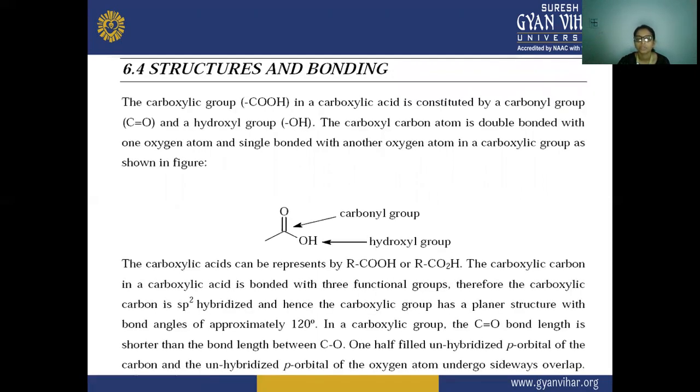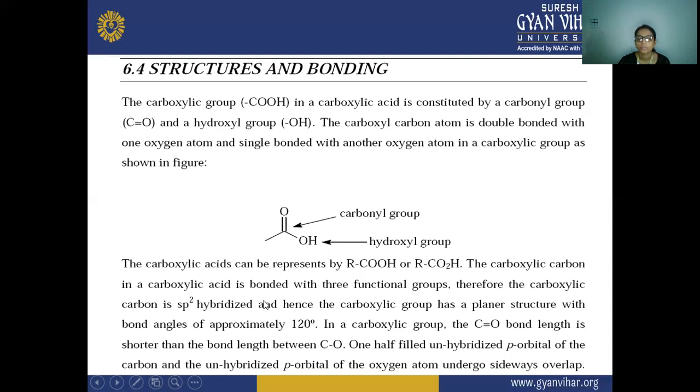In the structure and bonding, you can see here the carbonyl group is present, and on the other side the hydroxyl group is present. So the carboxyl group in a carboxylic acid is constituted by a carbonyl group and a hydroxyl group. The carboxyl carbon atom is double bonded to one oxygen atom and single bonded to another oxygen atom, as shown in the figure. So here you can see this carbon is attached to this oxygen atom with a double bond, and to this oxygen with a single bond. So the carboxyl group can be represented by RCOOH or RCO2H.